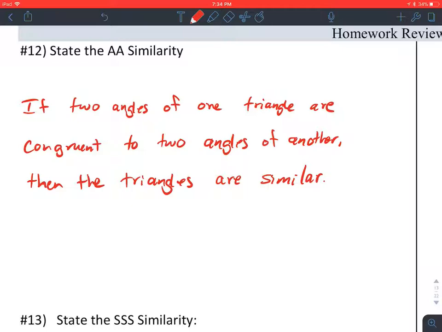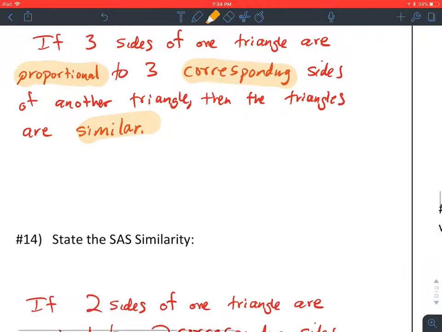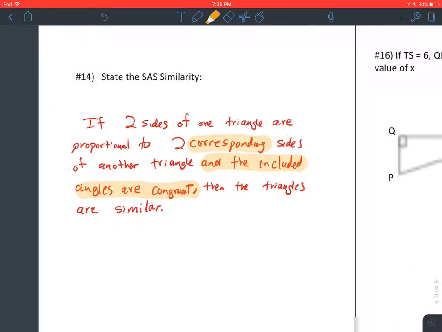State the angle-angle similarity. This similarity is a theorem. I know I didn't write that in the notes, and I wish that I would have, the word theorem. If two angles of one triangle are congruent to two angles of another triangle, then the triangles are similar. Side-side-side similarity. If three sides of one triangle are proportional to three corresponding sides of another triangle, then the triangles are similar. Keywords. Side-angle-side similarity. If two sides of one triangle are proportional to two corresponding sides of another triangle, and the included angles are congruent, then the triangles are similar.